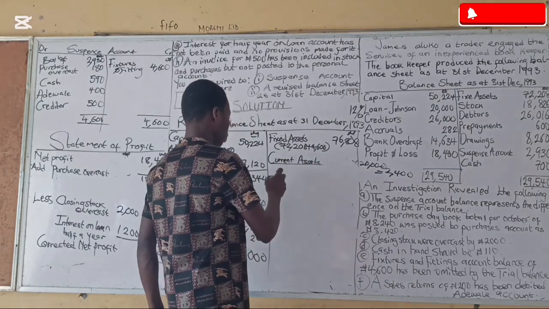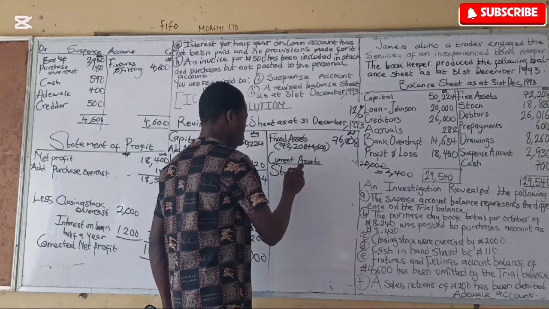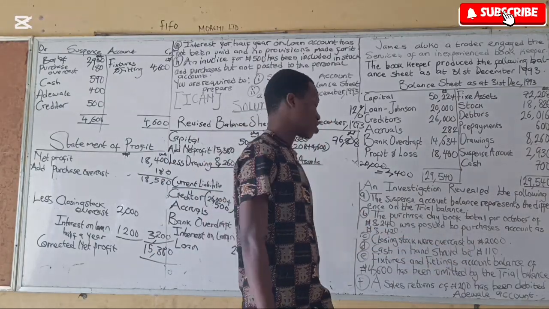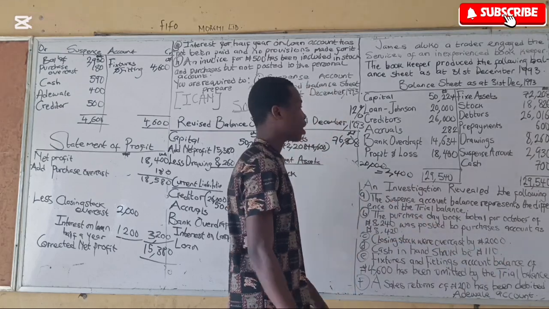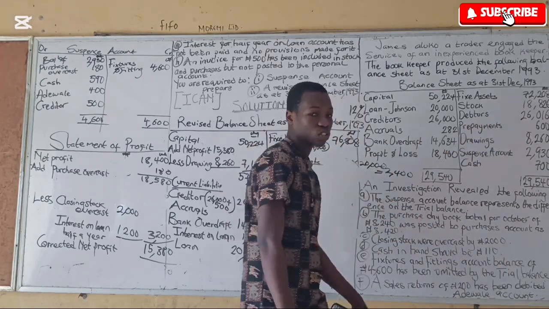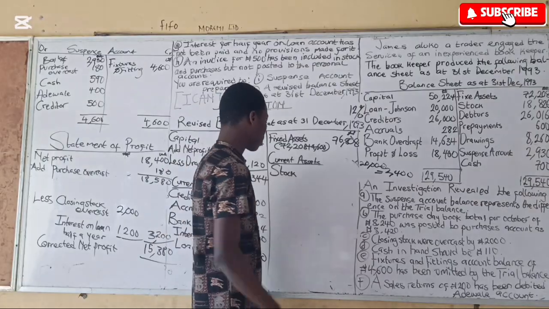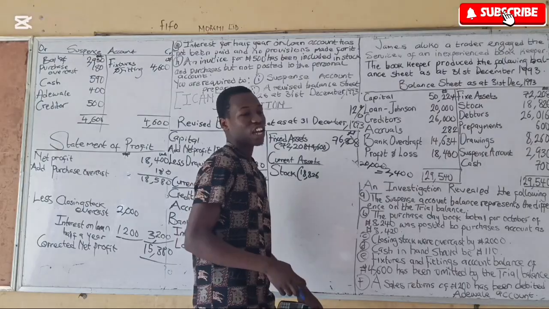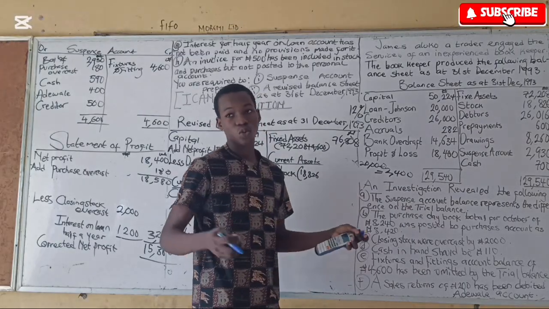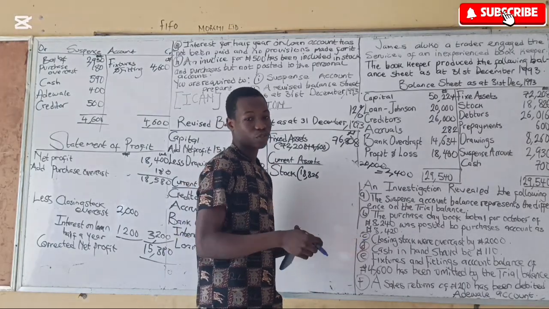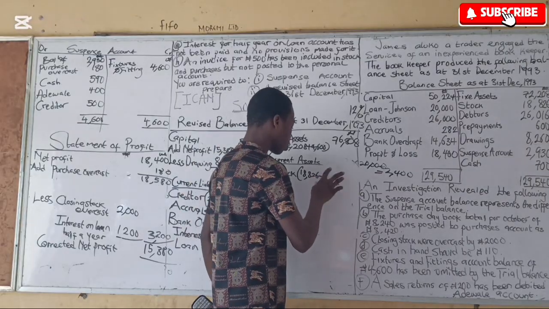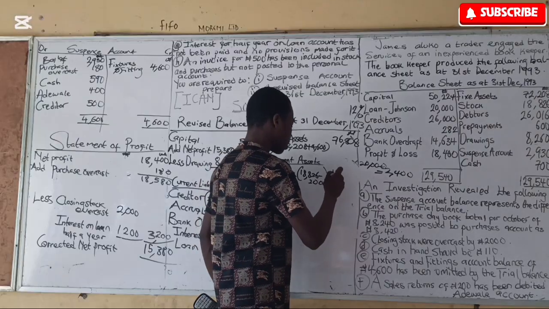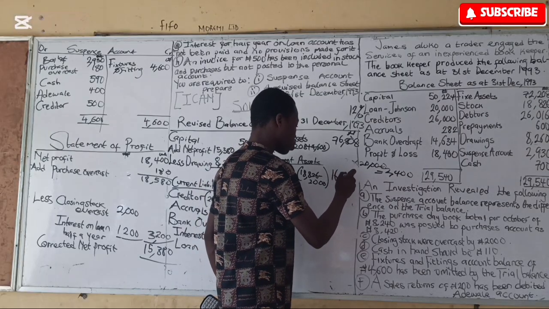For the current assets, let's start with stock. Don't forget, here we said the stock was overstated by 2,000 naira, and the stock given to us here is 18,826. Now, what are we going to do since it is overstated? As I said the other time, when you overstate something, the adjustment is that you need to subtract it. Get my point? So I'm going to subtract 2,000. When you subtract 2,000, you are going to have 16,826.